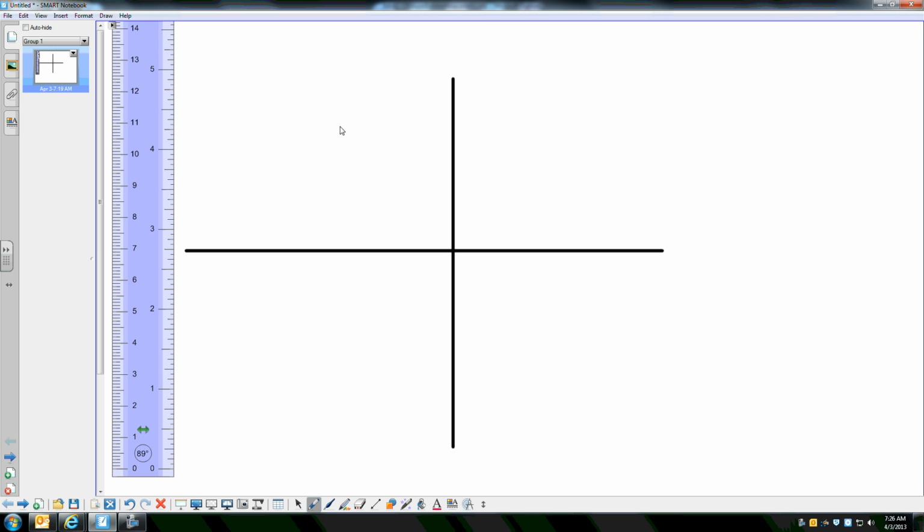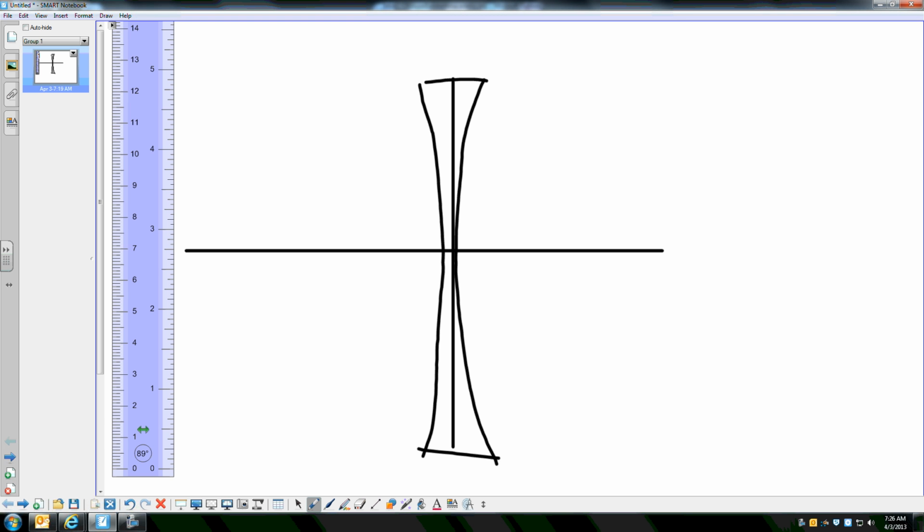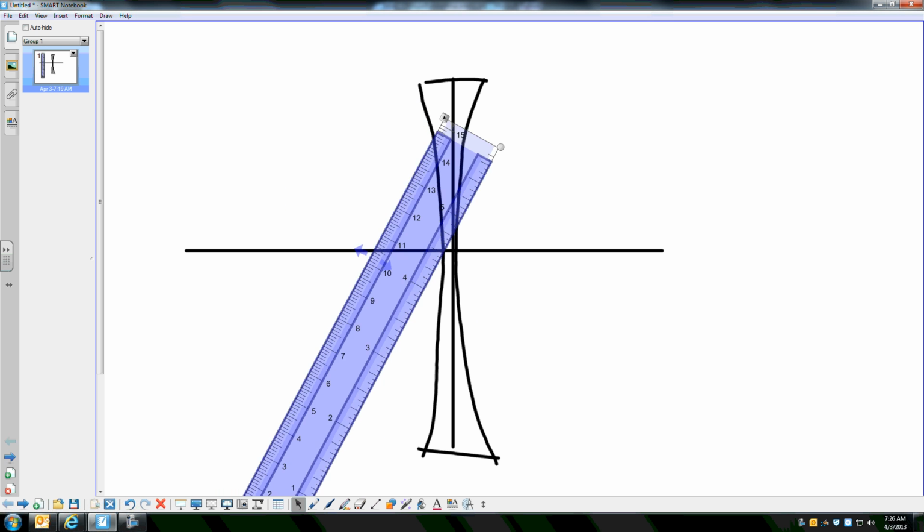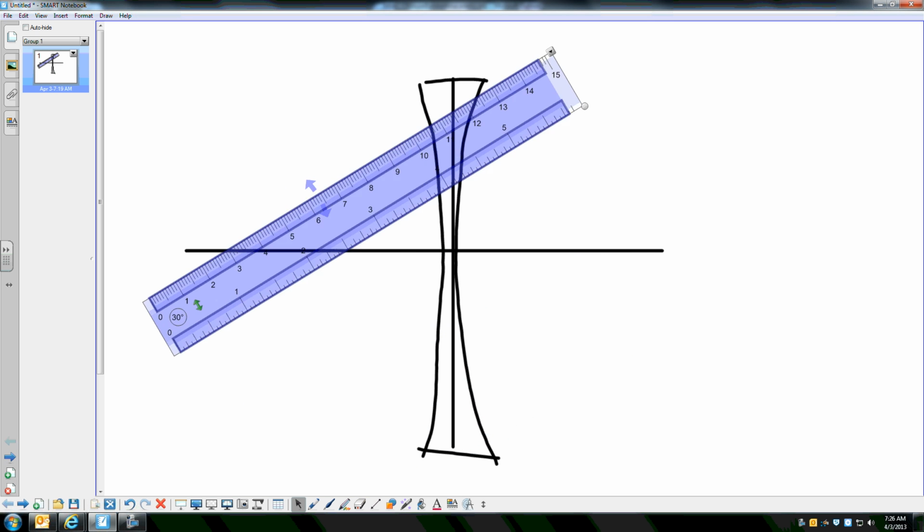So a concave lens looks like this. I'm going to make it cave inward, concave, like that. So far, so good. And I'm also going to add two foci. They have to be equidistant from the lens. So let me show you how that's done.